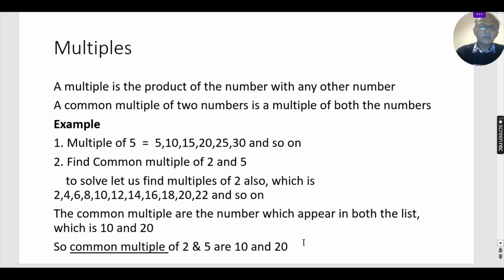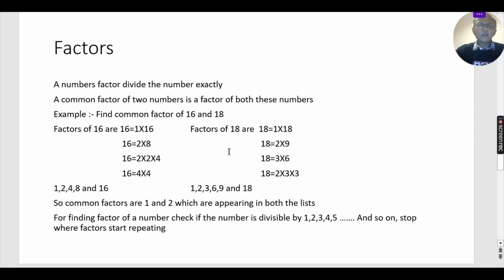Okay, got it? Now let us move to the next topic, that is factors. Now what is a factor? We can say, if a number divides another number exactly, then it is a factor. Similarly, a common factor of two numbers is a factor of both the numbers, common to each other. To solve this, before I take the example, let me tell you the steps in finding factors.